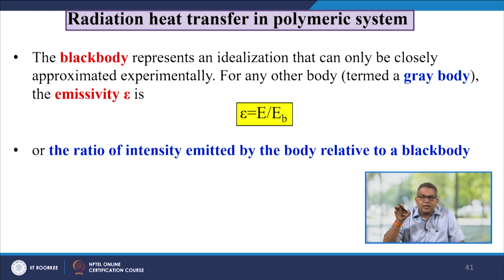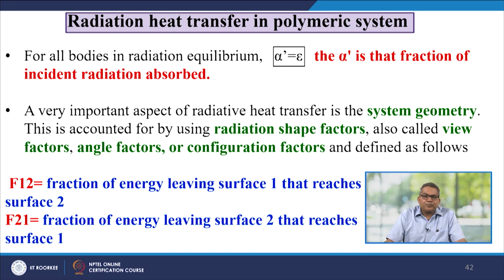For any other body that is termed as a gray body, the emissivity epsilon is equal to E over E_B, or the ratio of intensity emitted by a body relative to a black body. So for all bodies in radiation equilibrium, alpha is equal to epsilon, where alpha is the fraction of incident radiation absorbed. A very important aspect of radiative heat transfer is the system geometry.